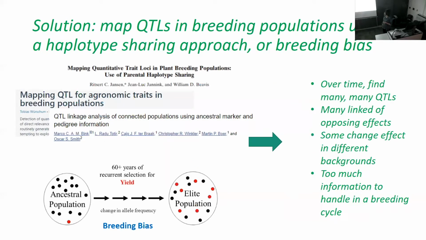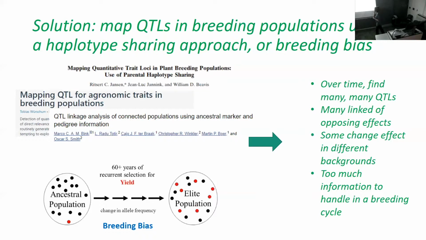So the answer, and I've got one of Jean-Luc's papers up here, is to be able to map QTLs in the actual breeding populations. So you have your breeding populations. It might be small, but you can use pedigree information and you can use shared haplotypes to be able to map the QTLs as you're breeding. So you're not mapping QTLs in separate populations and then bringing the QTL in. You're doing it actually in the breeding populations.